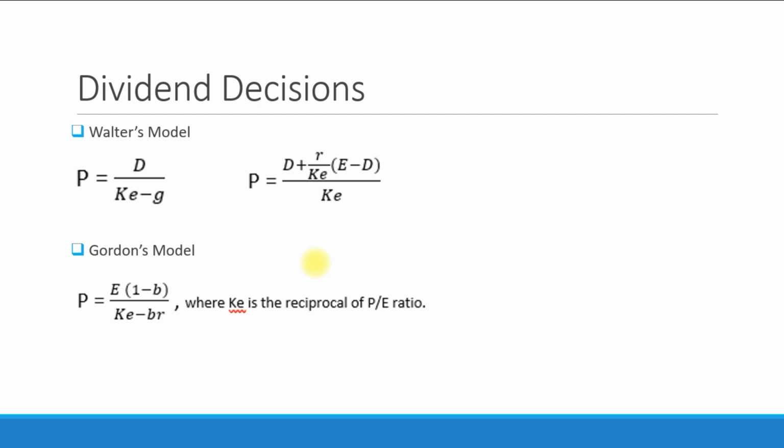That is, according to Walter's model, if R is greater than K, if returns on investments are greater than the cost of capital, the rationale is that the firm can earn more than what shareholders do by reinvesting their earnings which would otherwise be paid to them.